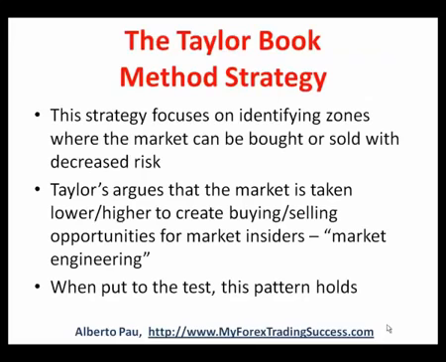So, the Taylor book method strategy is a strategy that focuses on identifying zones where the market can be bought or sold with decreased risk. There is still an amount of risk, but the logic here is that you want to be trading the market in those zones where you can make a profit with lower risk. In other words, you want to stay away from the market scenarios where there is uncertainty and a high amount of risk.